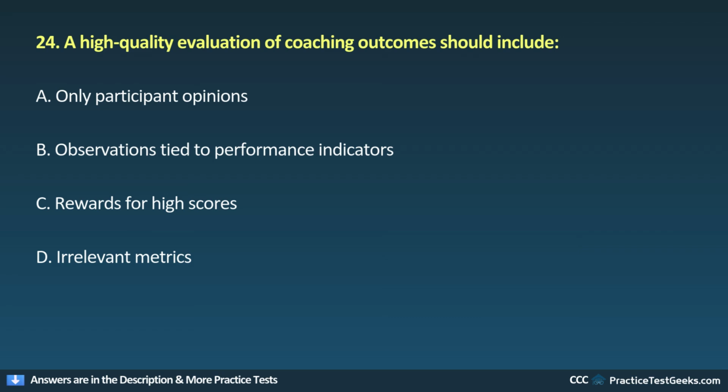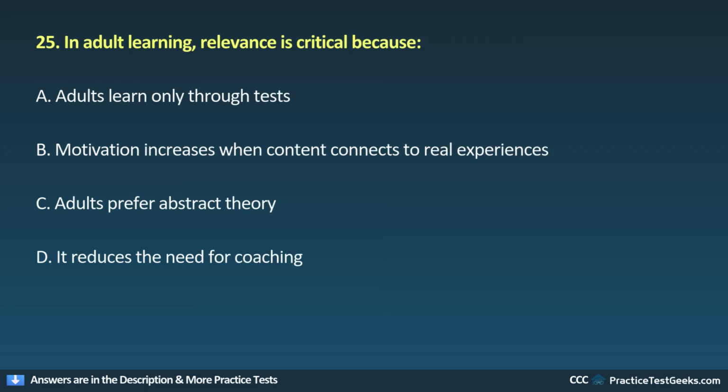24. A high-quality evaluation of coaching outcomes should include A. Only participant opinions. B. Observations tied to performance indicators. C. Rewards for high scores. D. Irrelevant metrics.